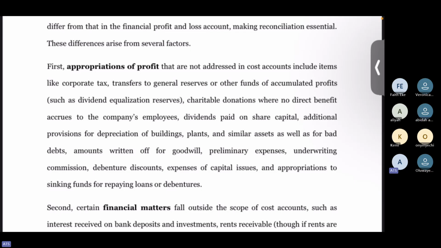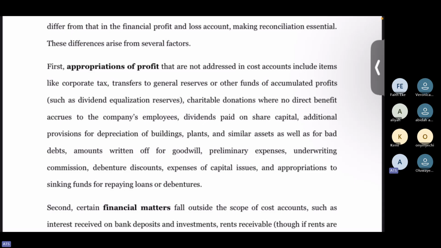So the first thing, let me give you all the things you will add. You say profit as per financial accounting. So the things you add.